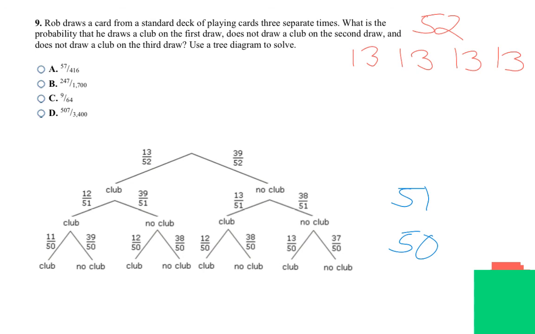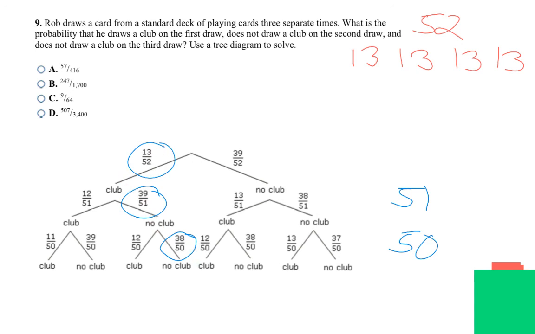And so now we just have to see which branches we want here. So he wants the probability that he draws the club the first time. So that'd be this one. Then the probability that he does not draw a club the second time. So that would be this one. And then he wants the probability that the third time he also does not draw a club. So that would be this one. And you multiply these as you go down the branches.